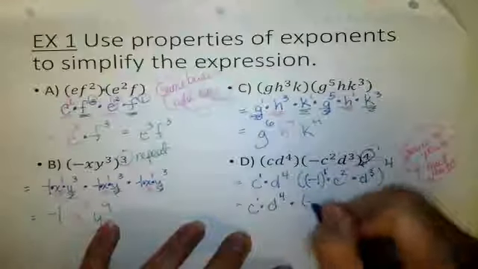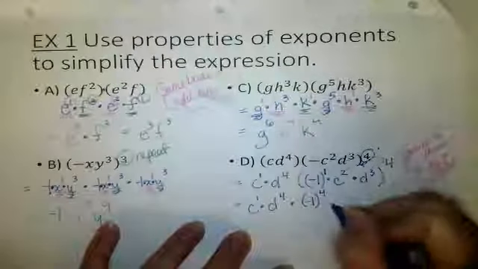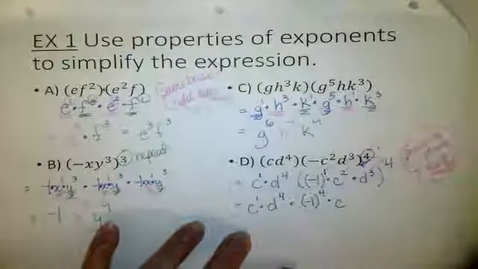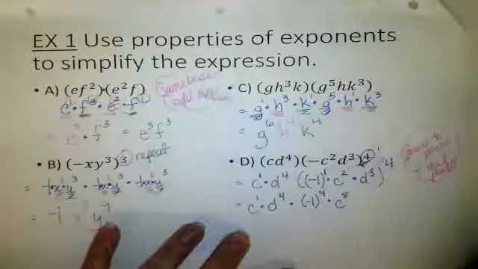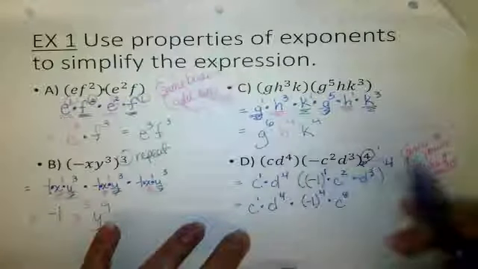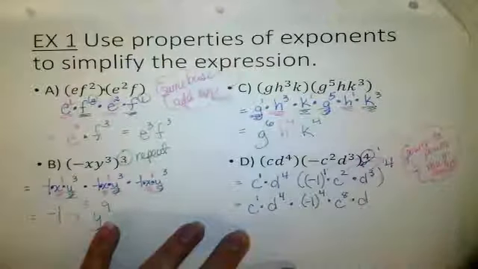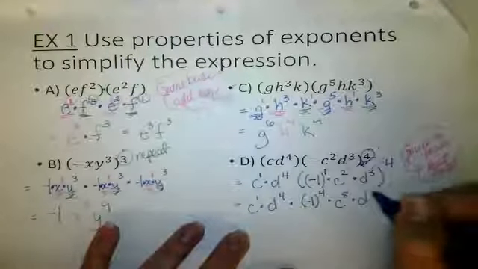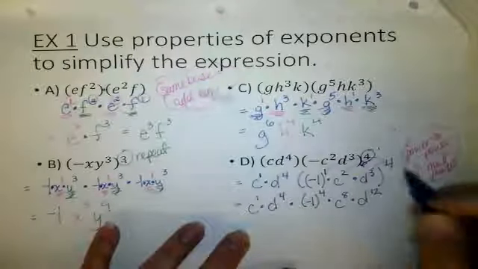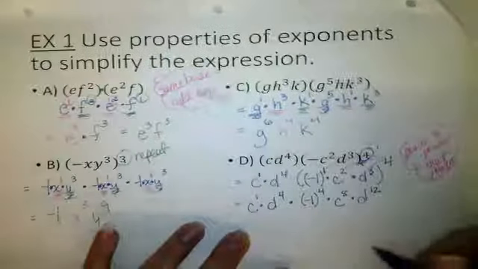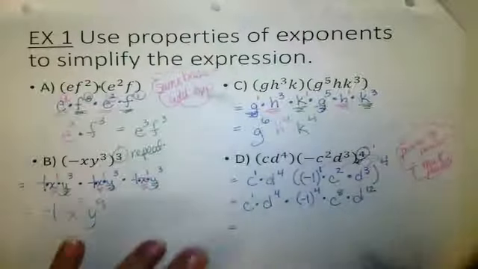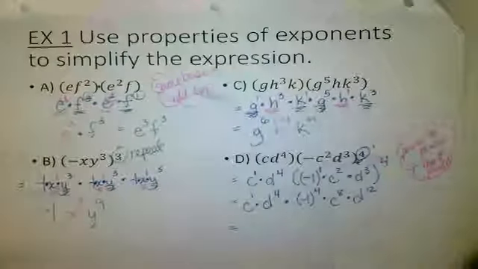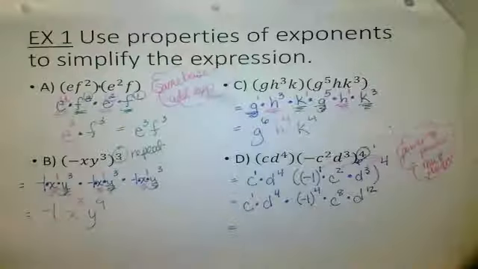Now, that's going to be -1 to the 4th power times c to what power? 8. How do we get 8? Yeah, 4 times 2. Very good. And then d to what power? 12. How do we get 12? 3 times 4. 3 times 4. Okay. And now we're looking for same base. If things have the same base, then we can add their exponents together.